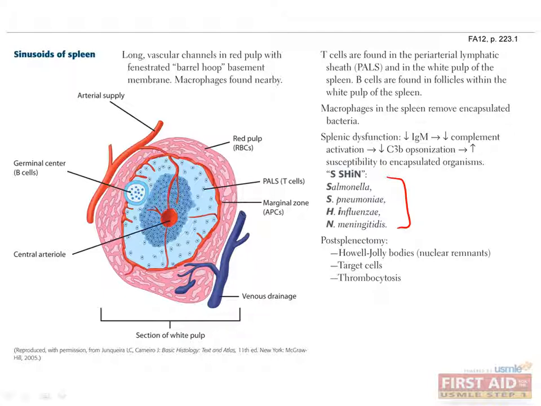T cells are found in the periarterial lymphatic sheath as well as the white pulp of the spleen. B cells are found in the follicles within the white pulp of the spleen. The marginal zone in between the red and white pulp of the spleen is where antigen-presenting cells are found.